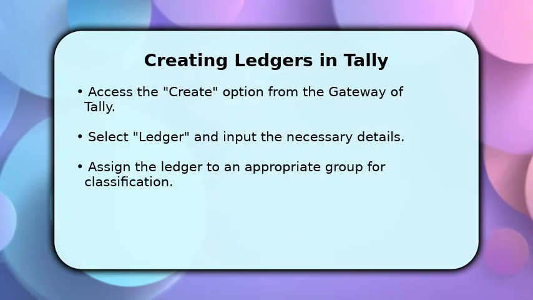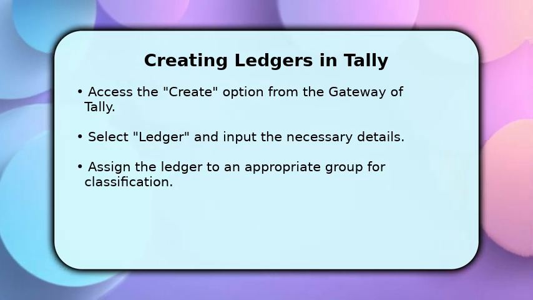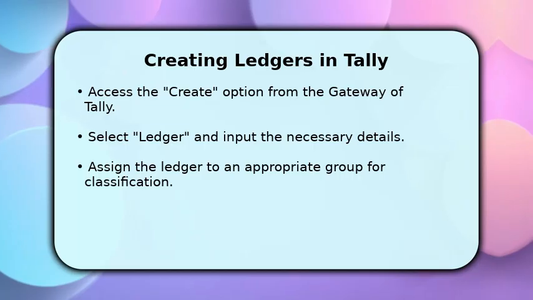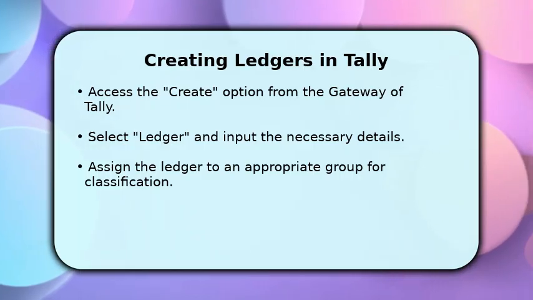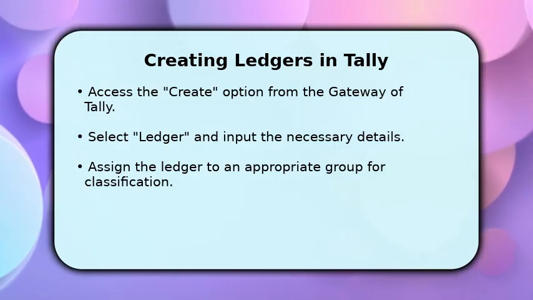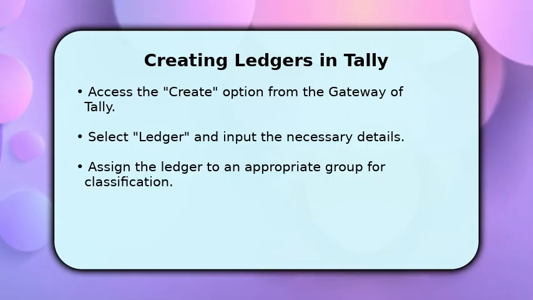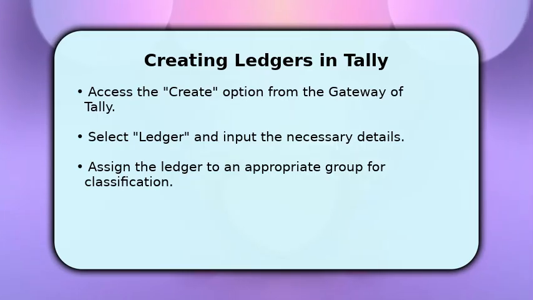Before recording transactions, you might need to create new ledgers. From the Gateway of Tally, choose Create, then select Ledger. Here, you'll enter the ledger's name, such as Cash or Sales Account. Crucially, you must assign it to an appropriate group, like Current Assets or Sales Accounts, to ensure proper financial reporting. This step is fundamental for organizing your financial data effectively.